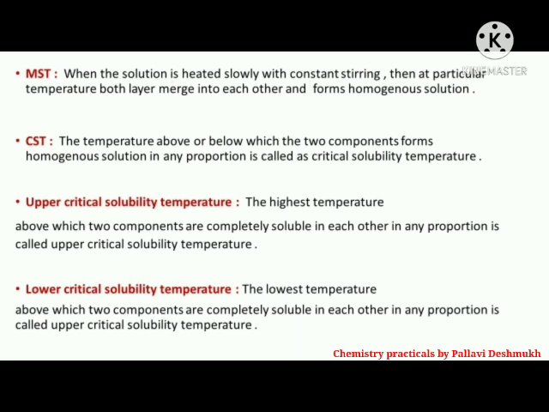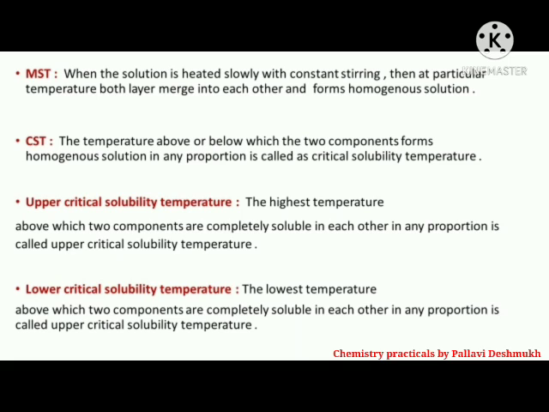The temperature above or below which the two components form a homogeneous solution in any proportion is called the critical solubility temperature. Critical solubility temperature depends on the nature of the components. The highest temperature above which two components are completely soluble in each other in any proportion is called the upper critical solubility temperature. Similarly, the lowest temperature below which the two components are completely soluble in each other in any proportion is called the lower critical solubility temperature.